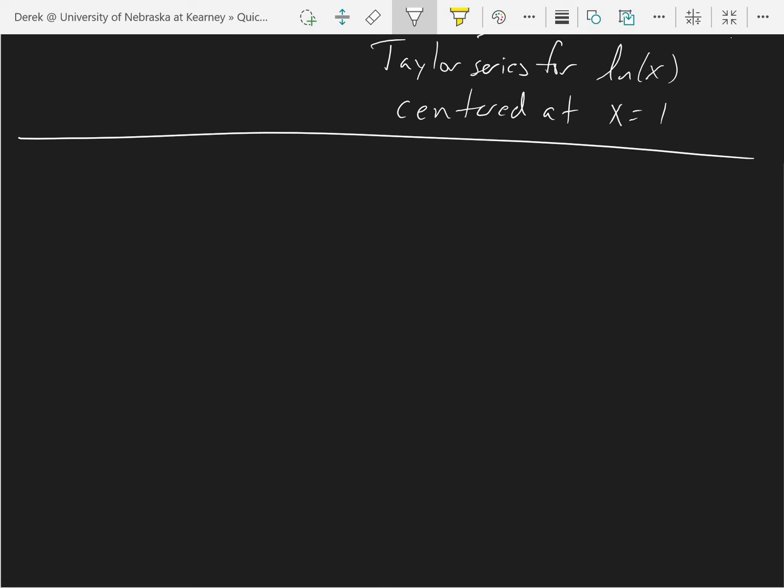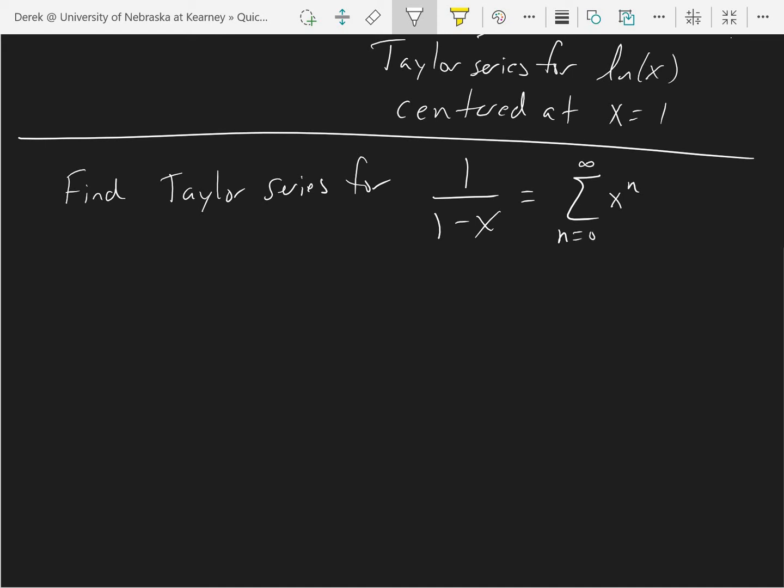So let's find the Taylor series for 1 over 1 minus x. This you might recognize. This is actually the sum of the geometric series x to the n, and so that's going to be our Taylor series from n equals 0 to infinity for this function. Let's see why that works.